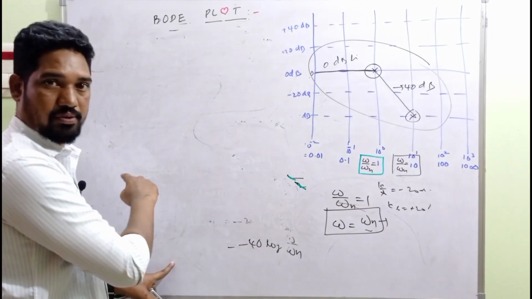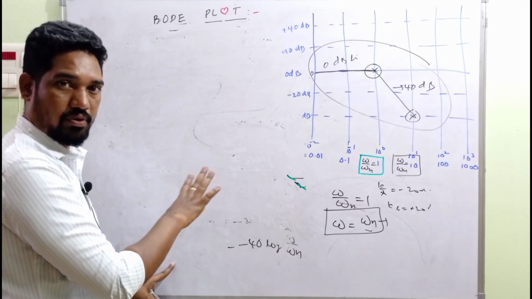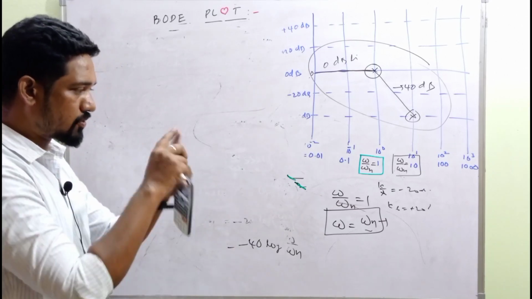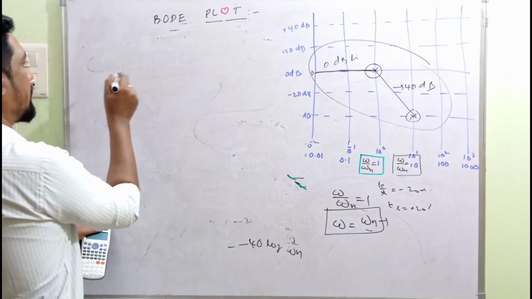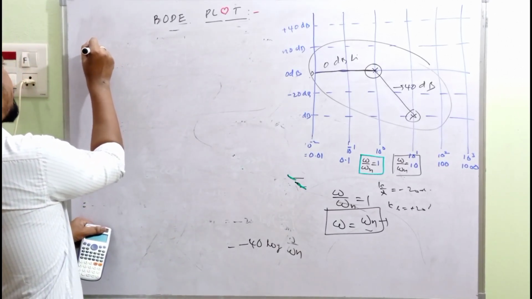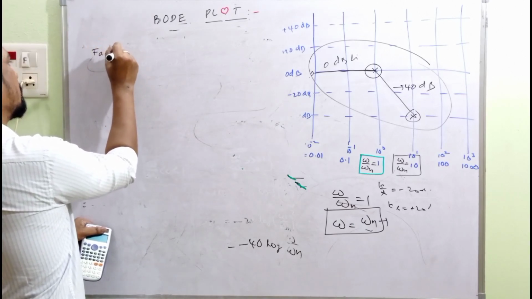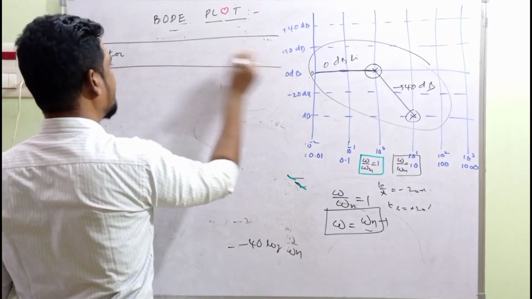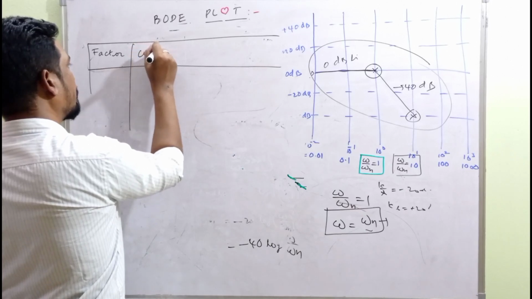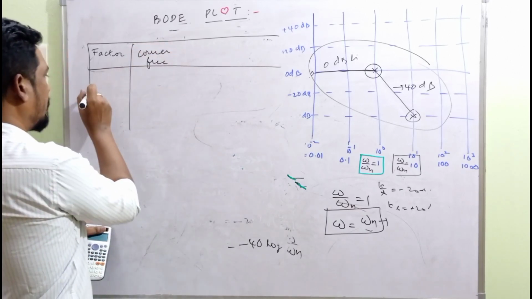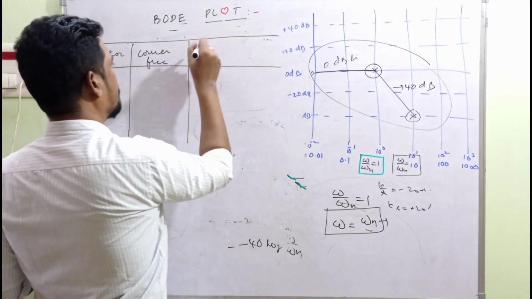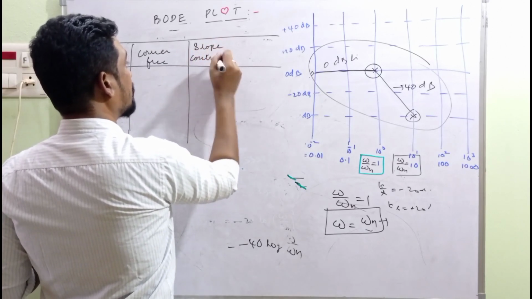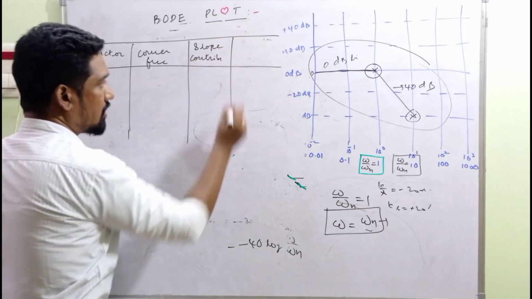Okay, minus 40 dB for a quadratic expression in the denominator, minus 20 dB for the first order factor in the denominator, etc. And soon after this one, you have to prepare a tabular form. That will be very easy. What does that tabular form consist of? The first one, the factor, the different factors from the given G of s. First comes the factor, and next comes the corner frequency of the different factors. Next comes slope contribution by individual factor. Then comes total slope.